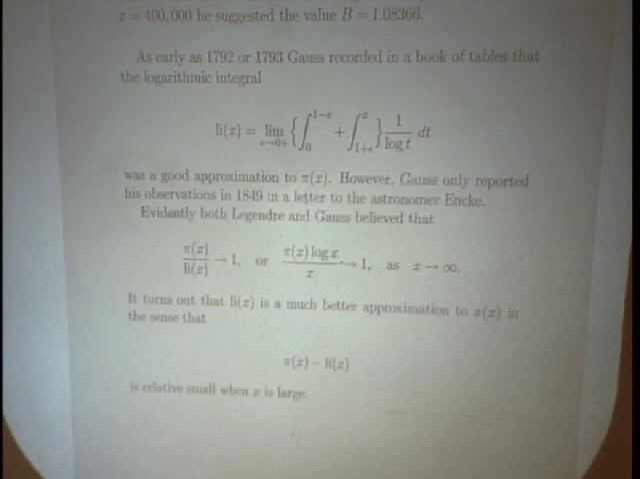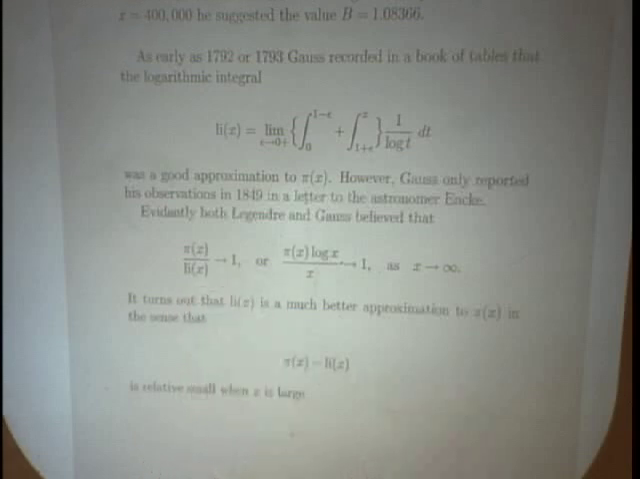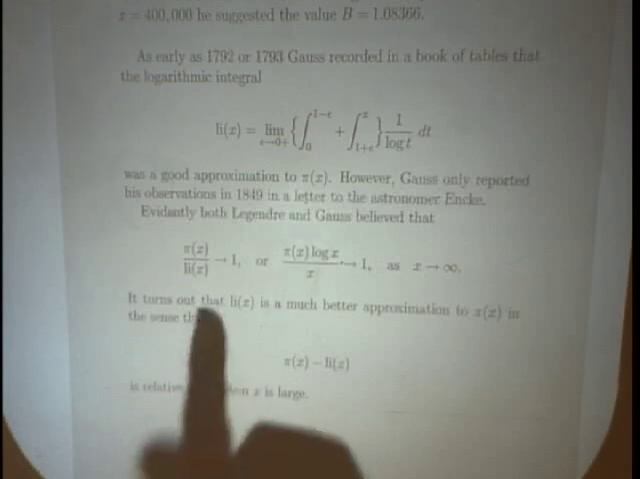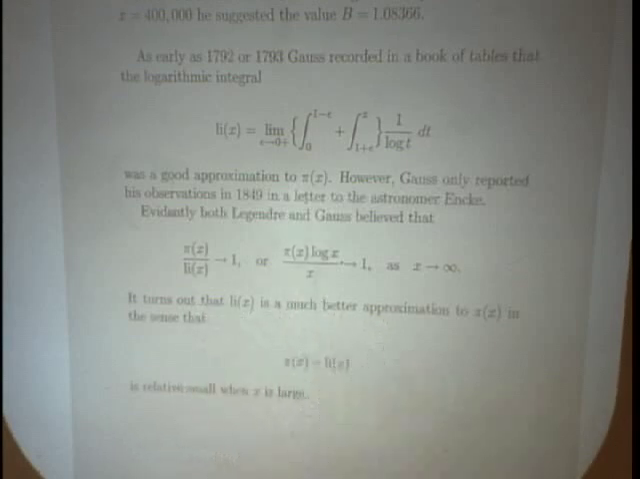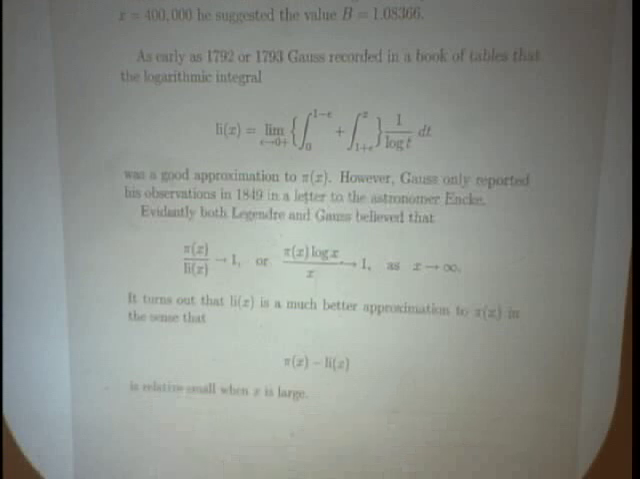Both Gauss and Legendre were a bit vague about what they meant by an approximation to pi of x, but it seems pretty clear that they both thought, in Gauss's case, that pi of x over Li of x should approach 1. Li of x is called the logarithmic integral of x. It turns out that the logarithmic integral and x over log x are essentially asymptotic to one another anyway. So if you're only going to be interested in the value of these limits, it doesn't make too much difference which one you choose. But in retrospect, it turns out that Li of x is an excellent approximation to pi of x.